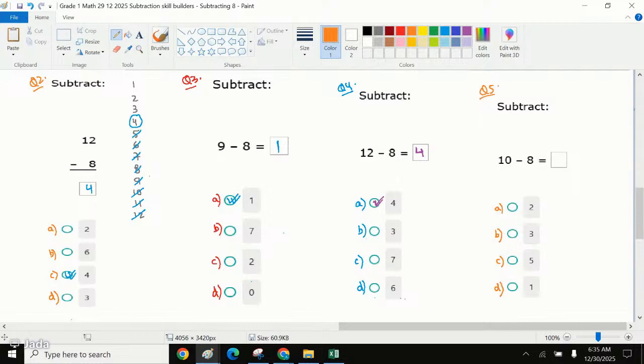So 10 minus 8 would always be equal to, you have 10 fingers. If you have 10 fingers and you close 8 fingers, what would you be left with? How many fingers are you left with? 10 minus 8 is 2, right?